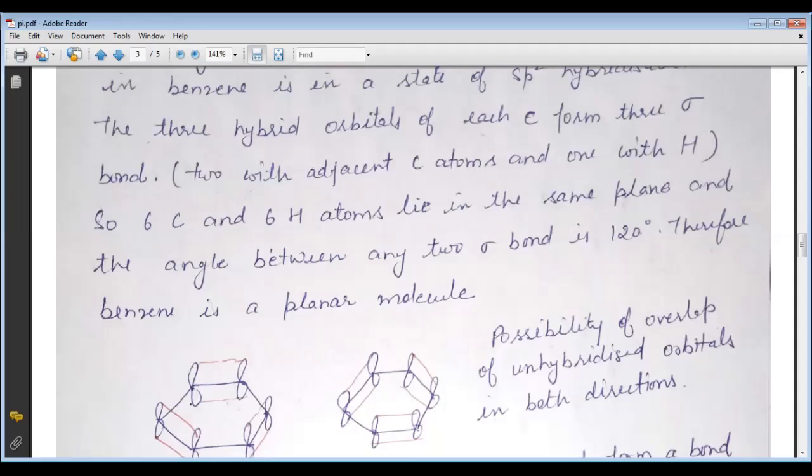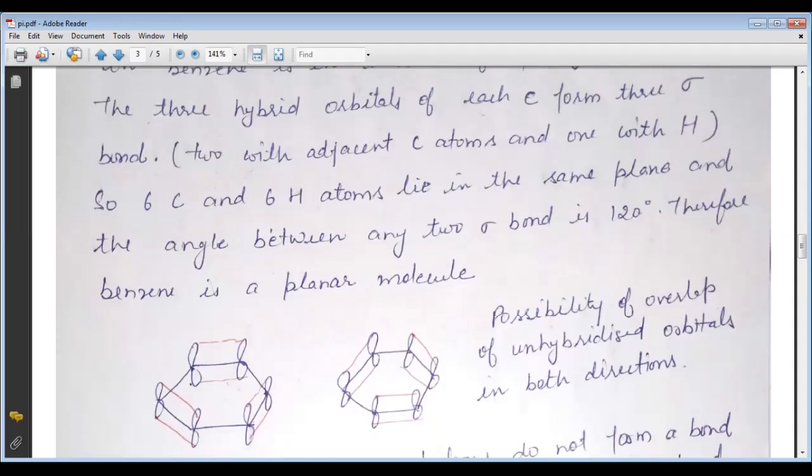Okay, so the six carbon and the six hydrogen atoms lie in the same plane, and the angle between any two sigma bonds in benzene is 120 degrees. So therefore benzene is a planar molecule.